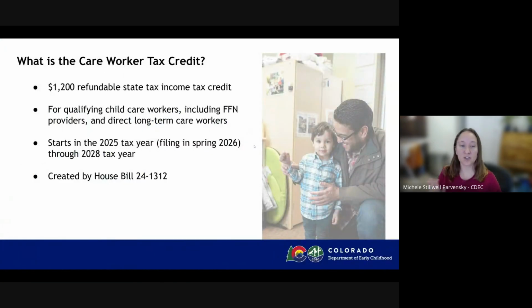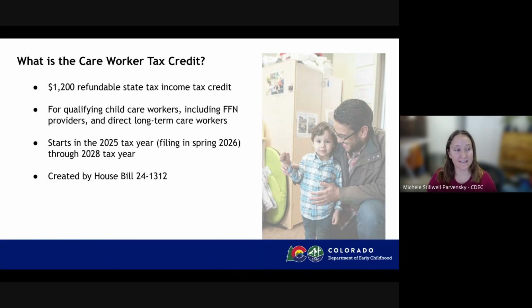Okay, so let's start with what is the Care Worker Tax Credit. This is a $1,200 refundable state income tax credit. And refundable means that even if you don't owe any money in taxes, you can still get money back when you file your Colorado state income taxes.